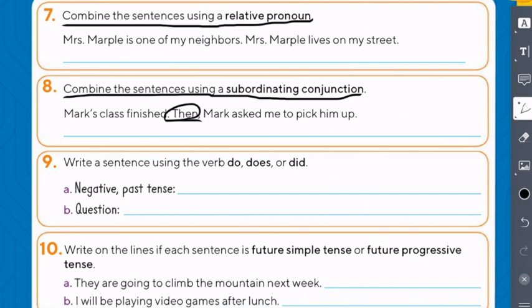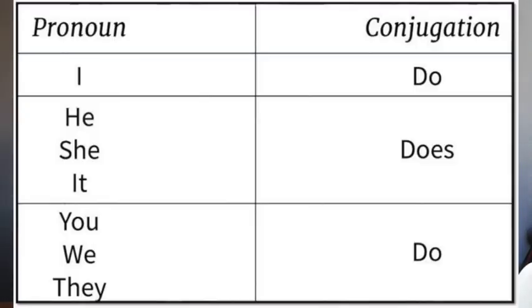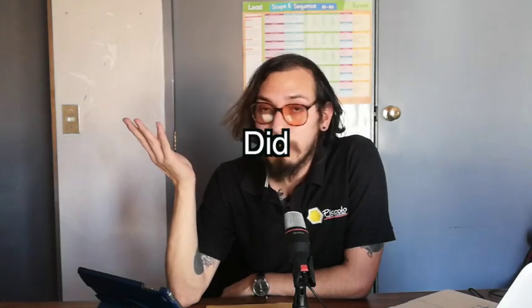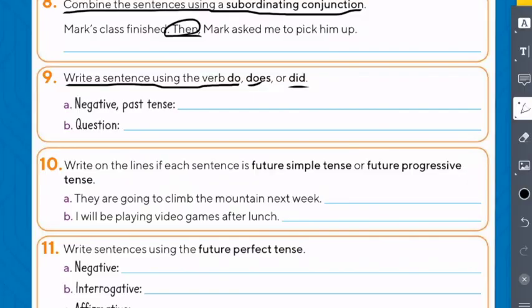Ready? Excellent. Number 9. Write a sentence using the verb do, does, or did. Super easy, class. We already know this. Remember that we use do with I, you, we, and they, and we use does with he, she, and it. Super easy. And remember that we use did for all of the subjects when it's a past tense. Did, past tense, right? You need to write down a negative past tense and a question, okay?